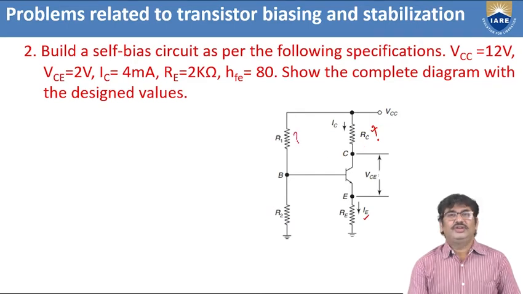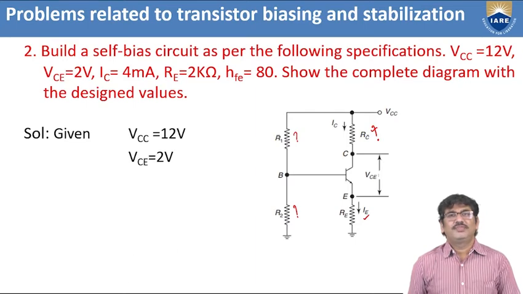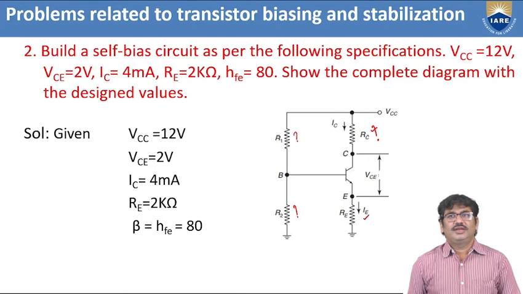R1 value we need to estimate, R2 value also we need to estimate. First we will take the given values as VCC is equivalent to 12 volts, VCE is equivalent to 2 volts, IC is equivalent to 4 milliamperes, RE is equivalent to 2 kilo ohms, beta or HFE is equivalent to 80. Next, we need to find out what is the value of RC, R1, R2.